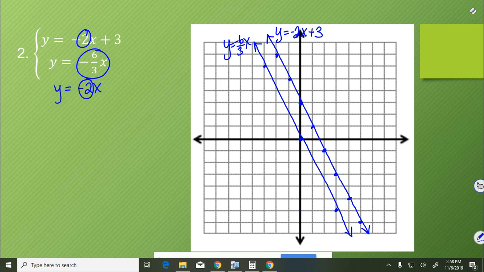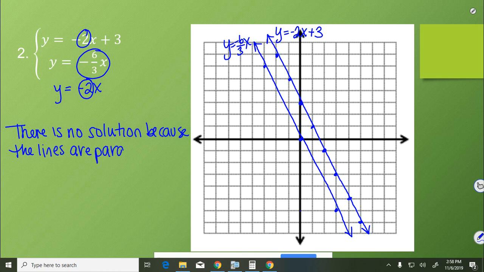So here we're going to write there is no solution because the lines are parallel. Okay, let's take a look at another example.